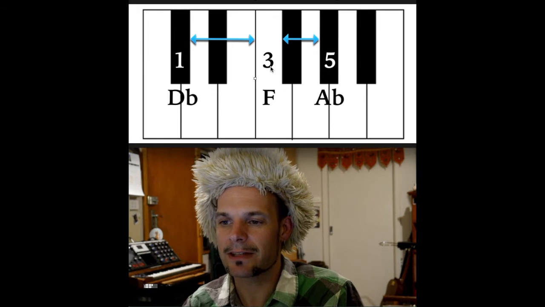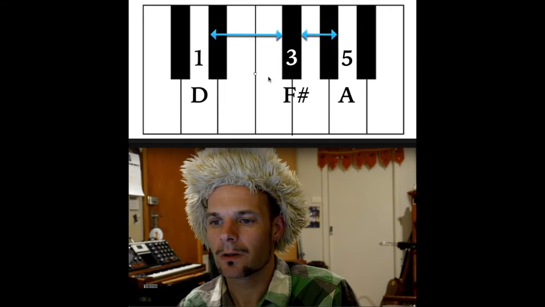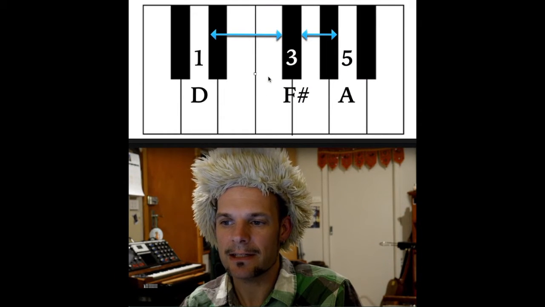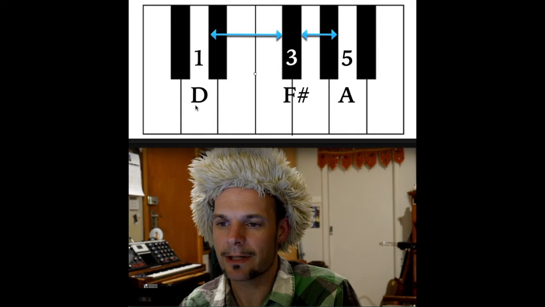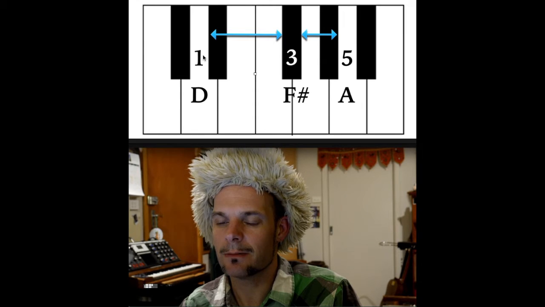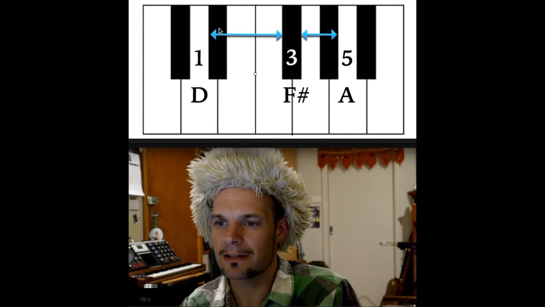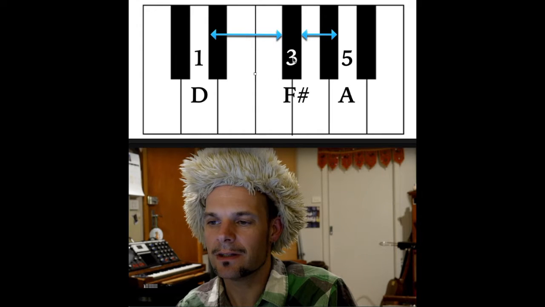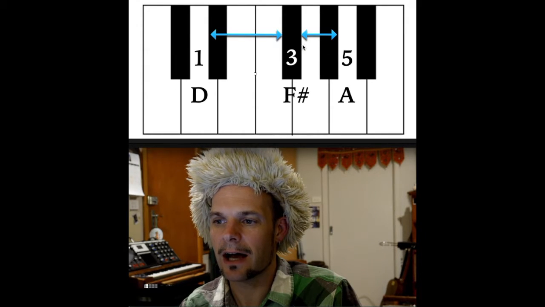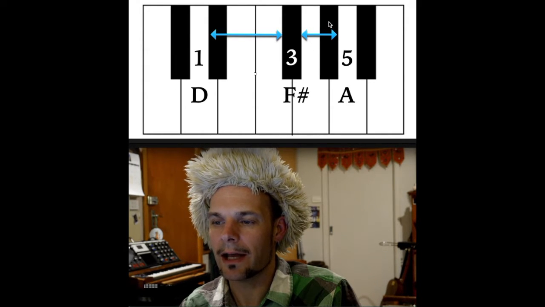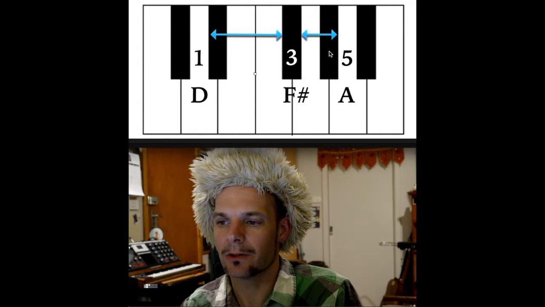Let's have a look at another example. Here we have the D major chord, and of course the D major chord only has 3 notes in it. And of course the spacing in between the 1st and the 3rd note is 3 notes. And in this case there is 1 black and 2 white. And in between the 3rd and the 5th note, there are 2 notes, 1 white and 1 black note.